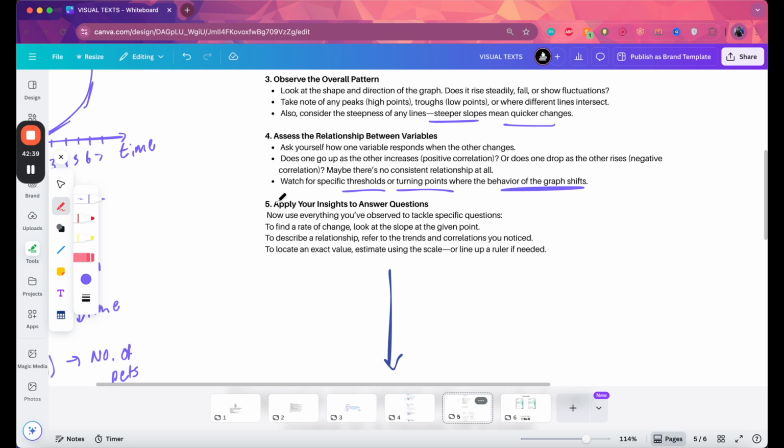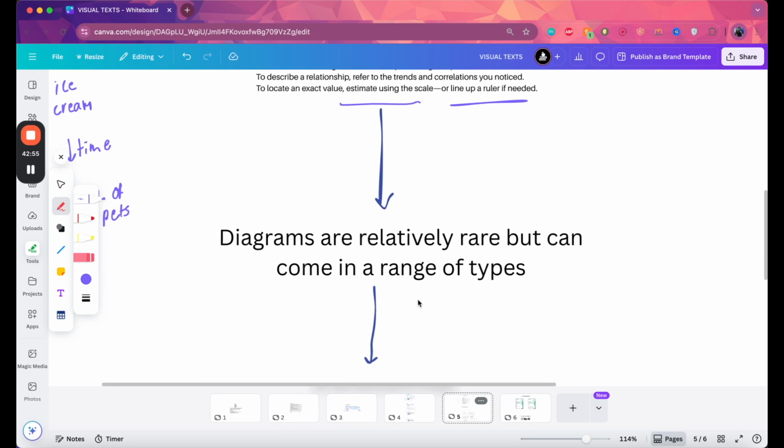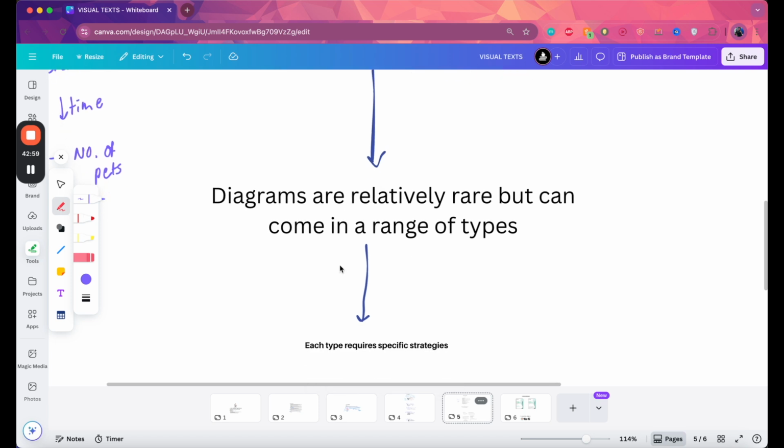And 5, you want to apply your insights to answer questions. So you want to use everything you've observed to tackle specific questions: to find the rate of change, look at the slope; to describe a relationship, refer to the trends and correlations; to look at exact values, estimate using the scale, or line up a ruler if needed, or just line up your finger or your pencil, because I don't think you're able to use a ruler for the GAMSAT.